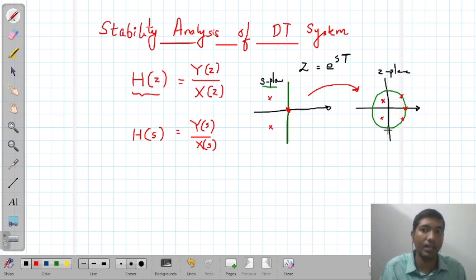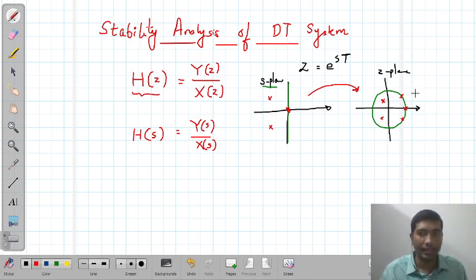So there can be at most one simple pole or one pair of complex conjugate poles on the unit circle for the system to be stable. If there is any pole outside the unit circle in the Z-plane, then that system is an unstable system. So depending upon the pole location, the stability can be determined.